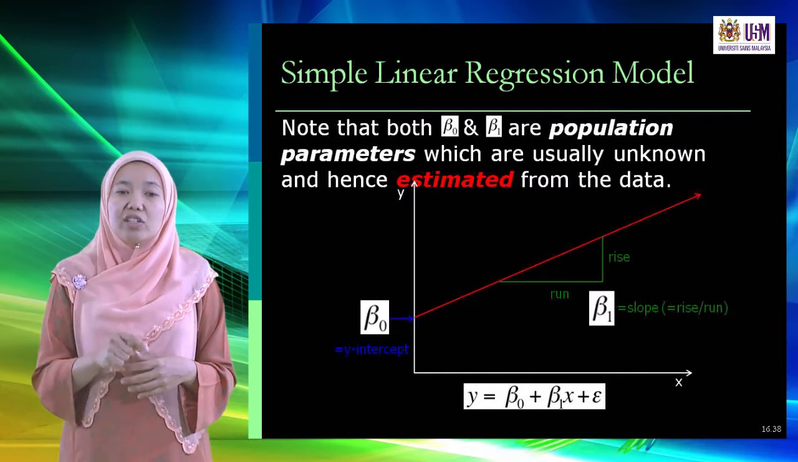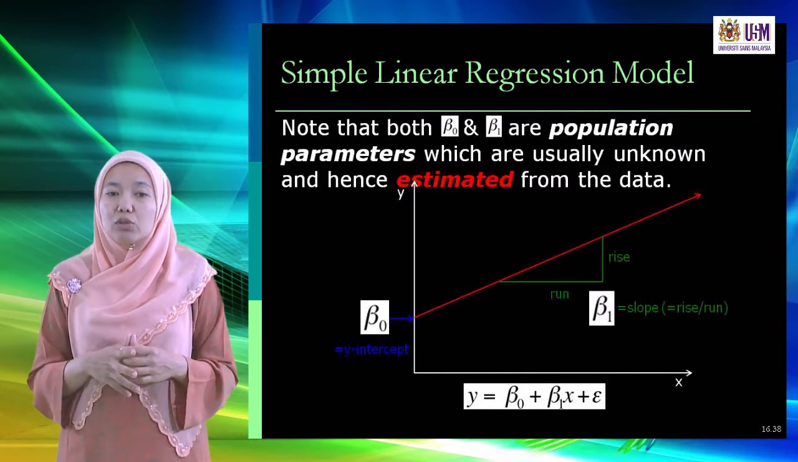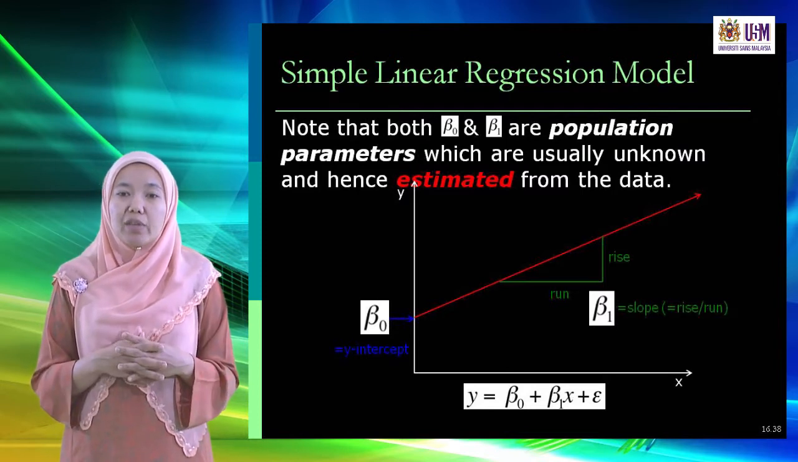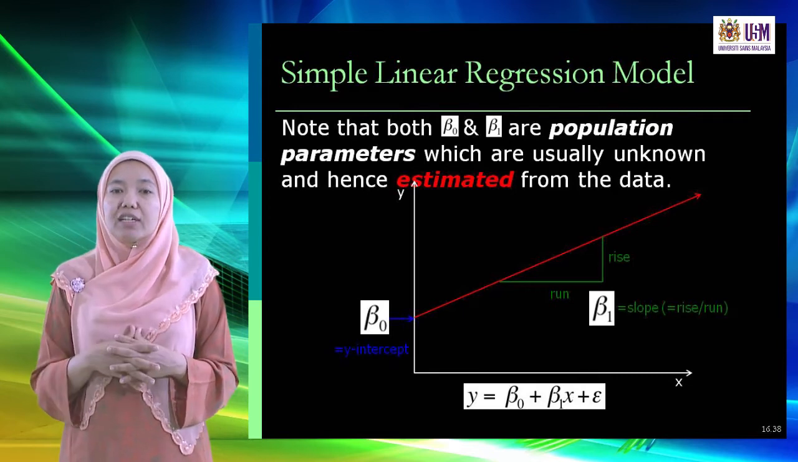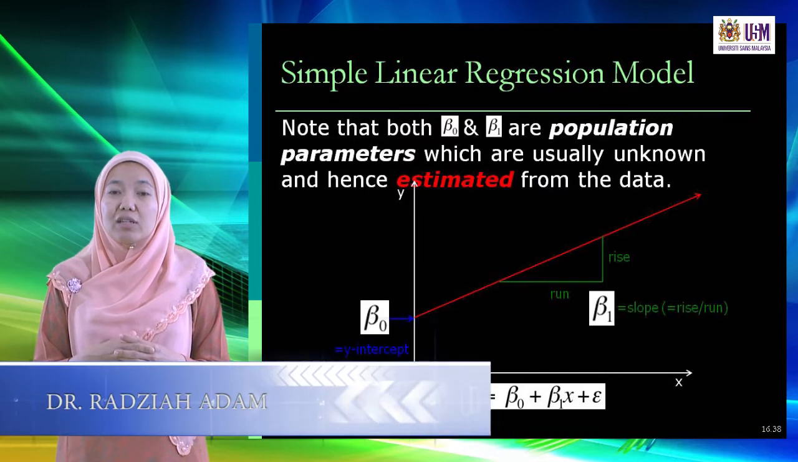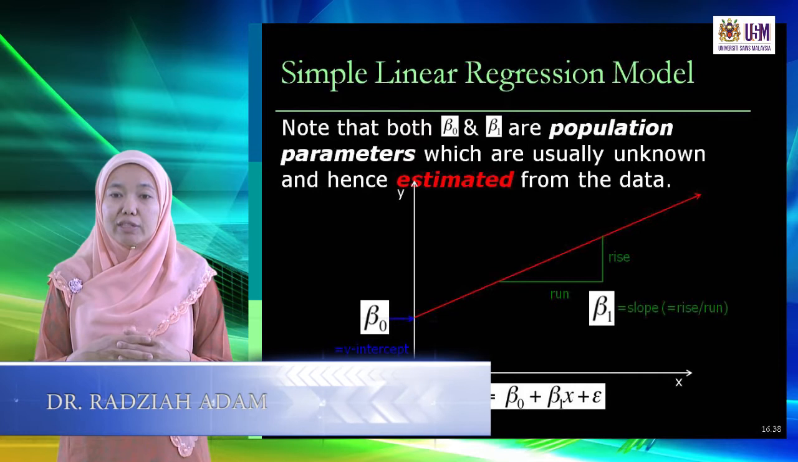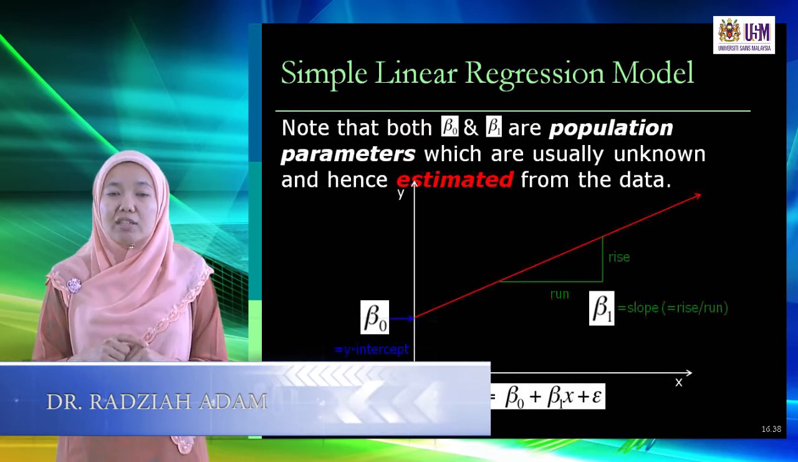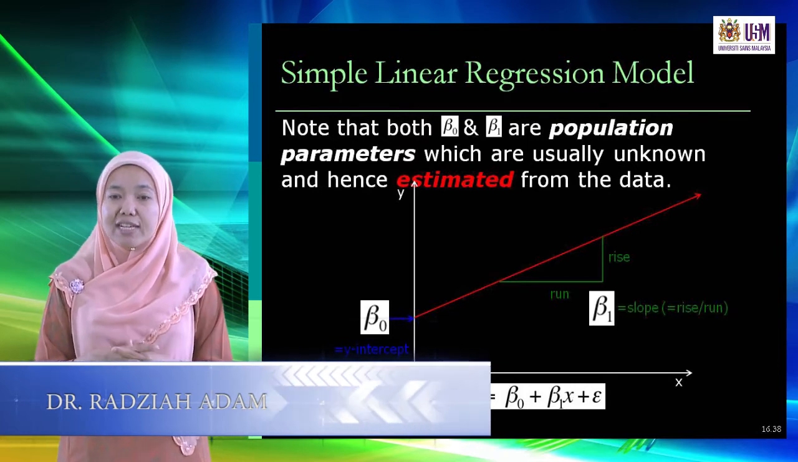So that is actually the point: beta zero, or the y-intercept. While the slope of the line is given as beta one. This is the marginal propensity to consume, MPC, the marginal rate of consumption. That is one example from economics theory.